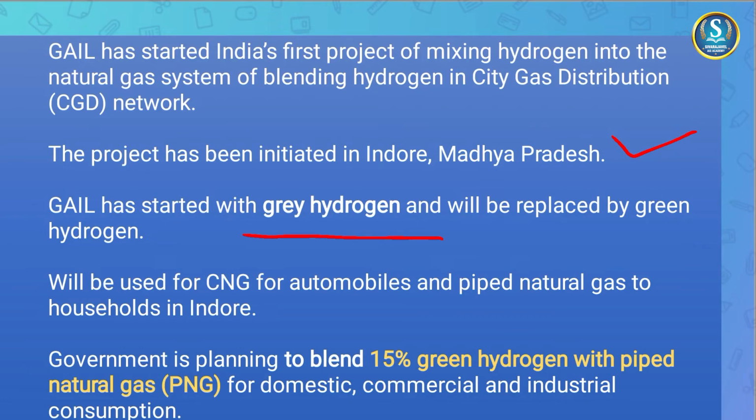It will also be used for compressed natural gas or CNG for automobiles and piped natural gas to households in Indore. And the government is planning to blend 15 percentage of green hydrogen with piped natural gas for domestic, commercial and industrial consumption. So this is the target. Now they are just using gray hydrogen, and very soon they have planned to go to green hydrogen, and then the target is to blend 15 percentage of green hydrogen with PNG.